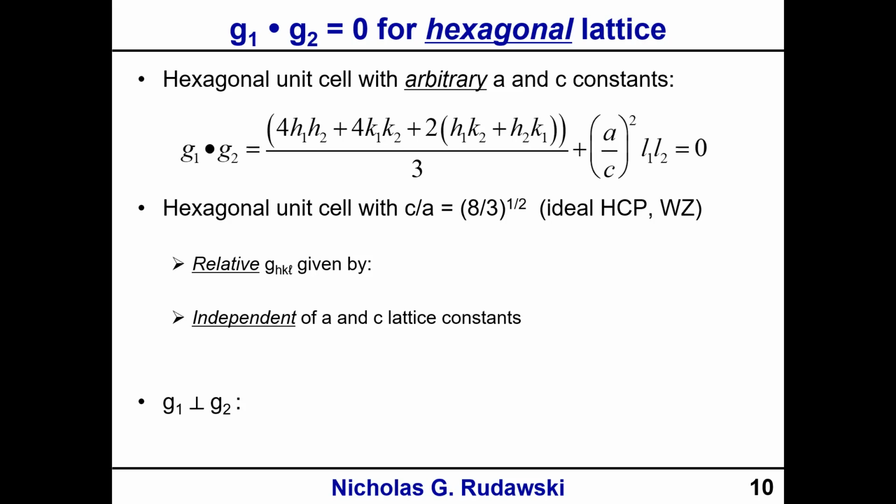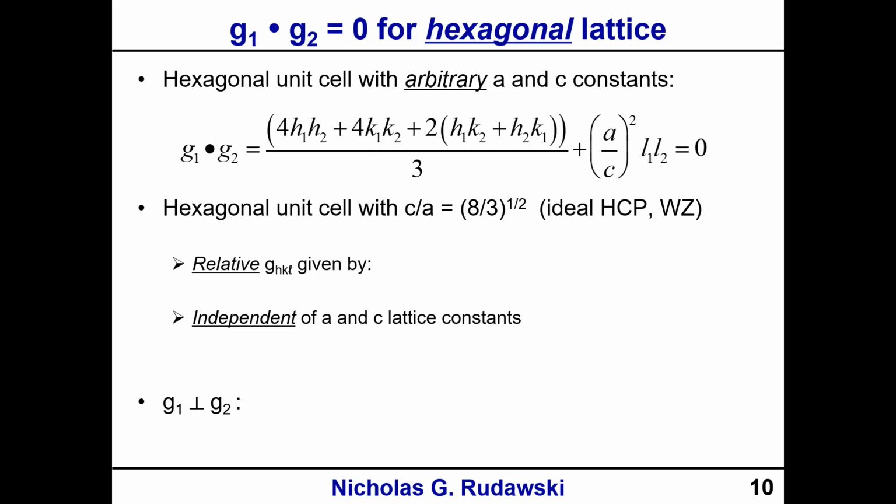So if we make some simplifications here, if we assume that we have a hexagonal unit cell that has a C/A ratio that is the square root of 8/3, this is what we get when we are close to what's called ideal HCP or wurtzite. And if you actually look at the C/A ratios of a lot of HCP and wurtzite structures, what you find is that they do have a C/A ratio that is very close to this. So if we do this, we can actually do a few things.